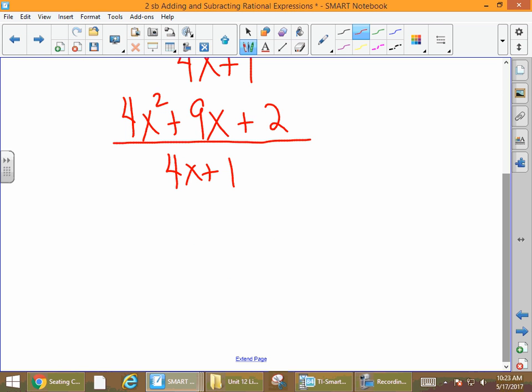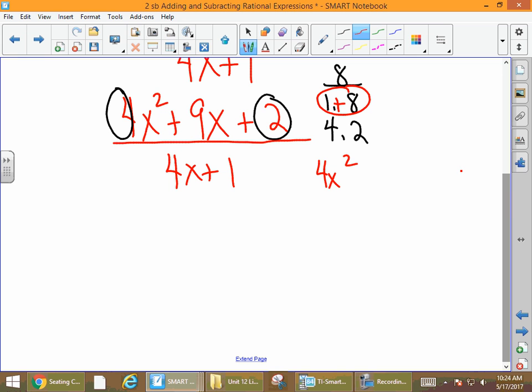Let's split the middle up here in this top. Remember, we're going to take A times C, and I'm going to write it off to the side here. 4 times 2 is 8, and the factors of 8 are 1 and 8 and 4 and 2. Will either of those combine to be 9? And hopefully you're saying yes, 1 plus 8. So this becomes 4x squared, and the plus 2 there, we've split the middle. It's going to be plus 1x plus 8x.